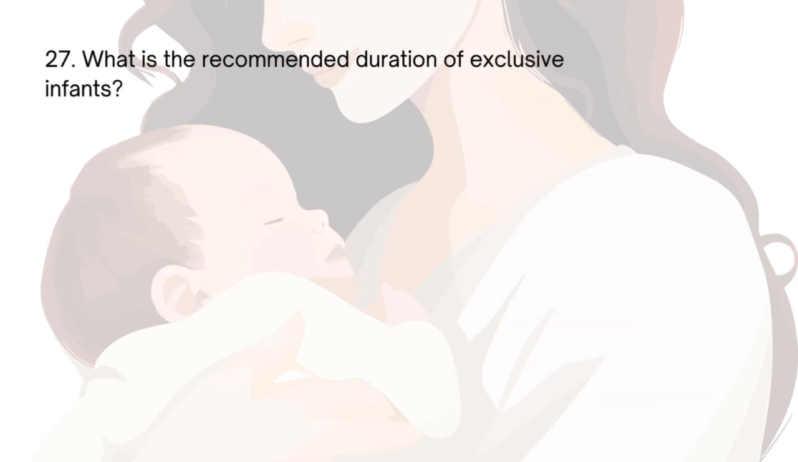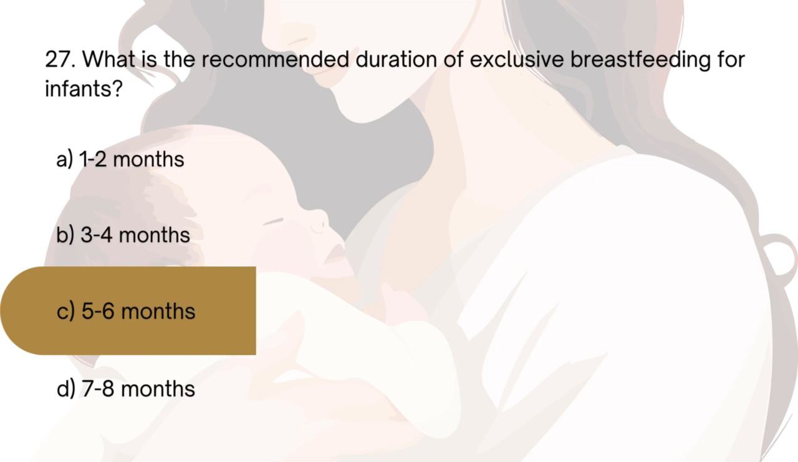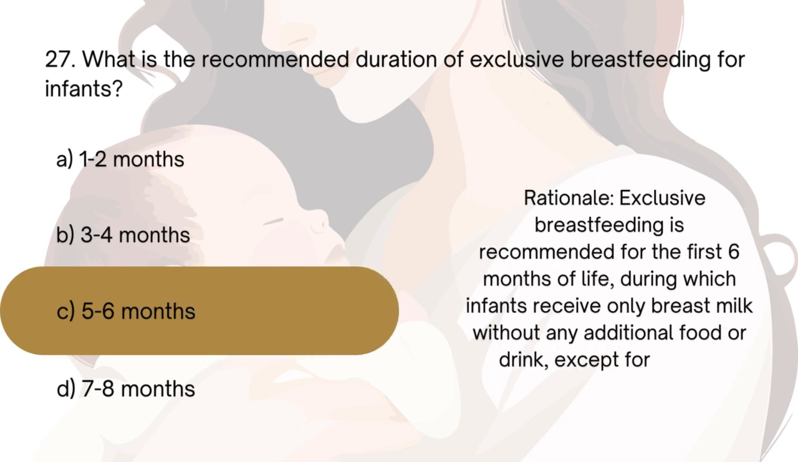27. What is the recommended duration of exclusive breastfeeding for infants? A. 1 to 2 months. B. 3 to 4 months. C. 5 to 6 months. D. 7 to 8 months. Rationale: exclusive breastfeeding is recommended for the first 6 months of life, during which infants receive only breast milk without any additional food or drink, except for vitamin supplements as needed.